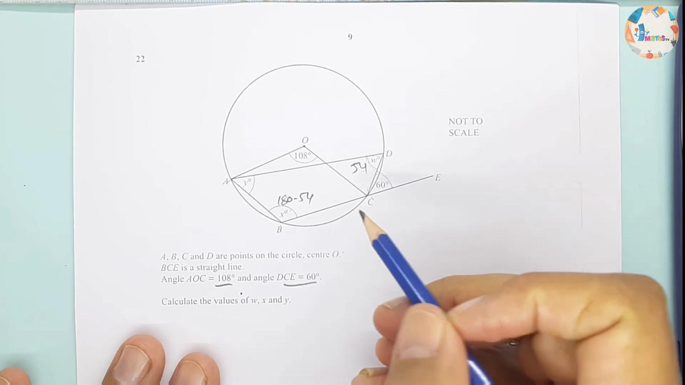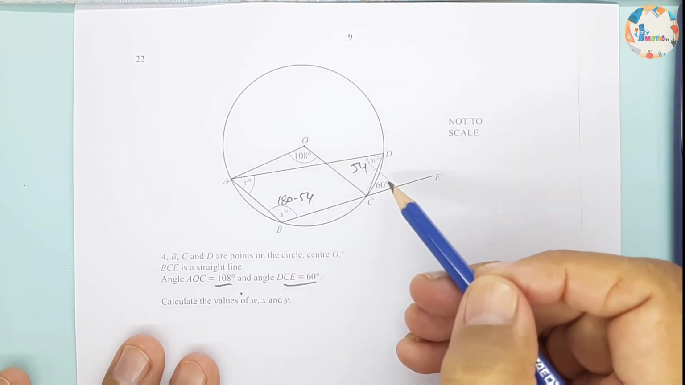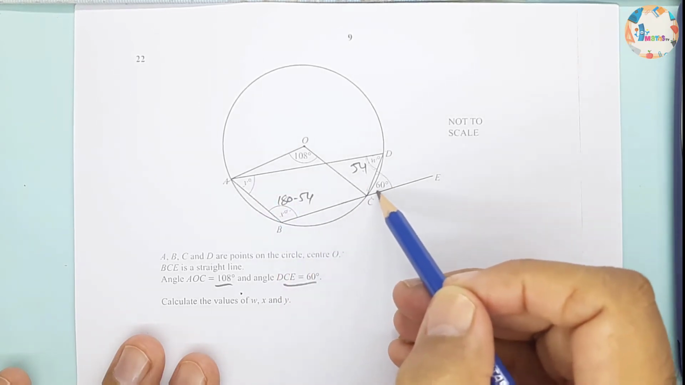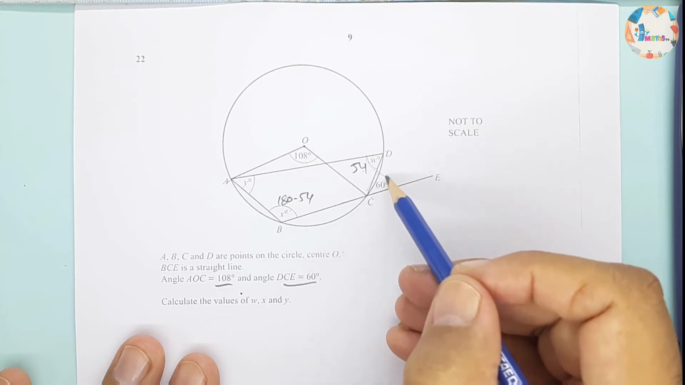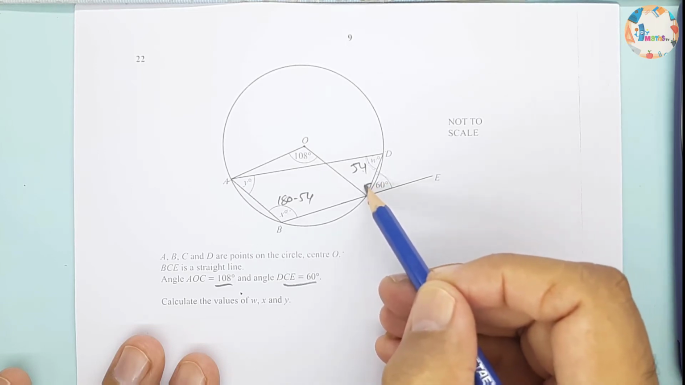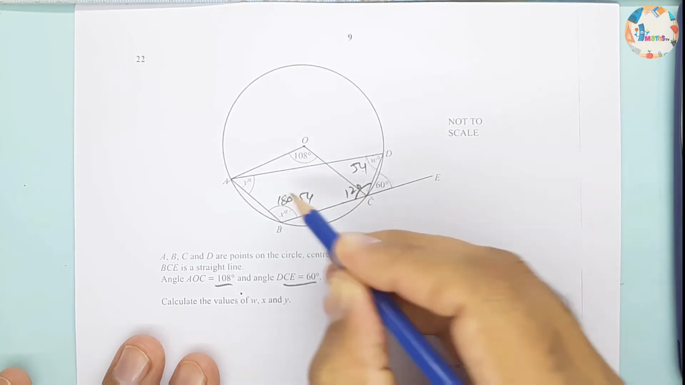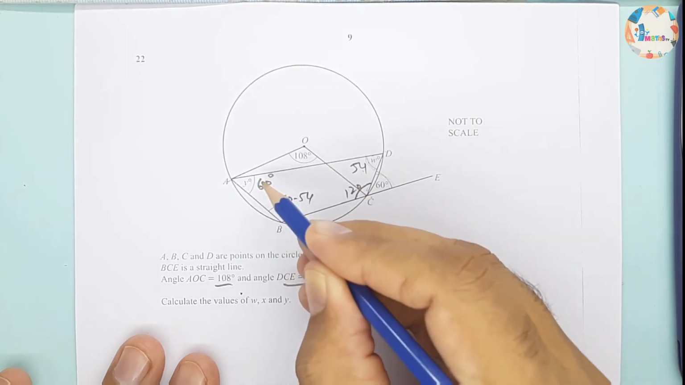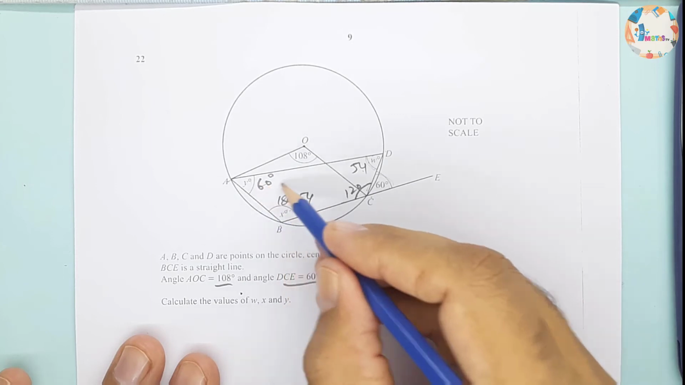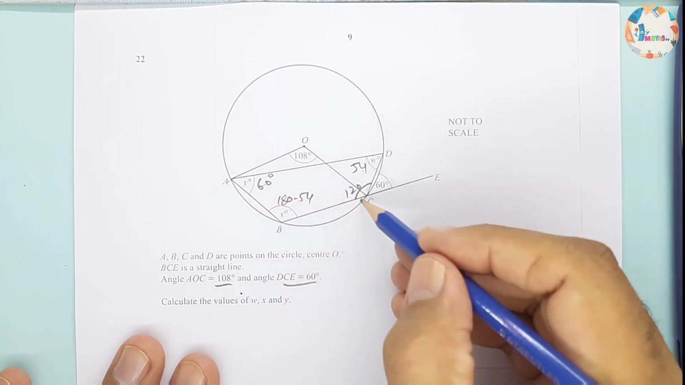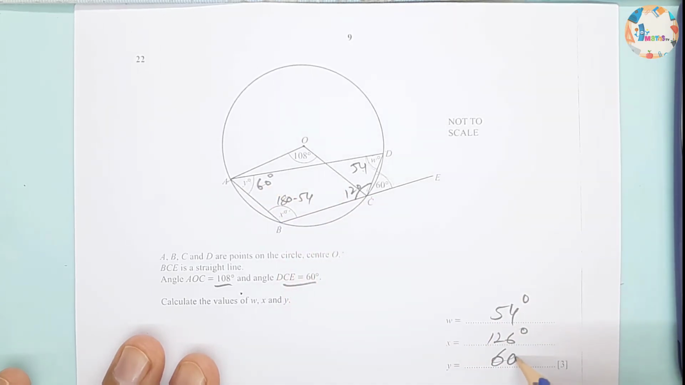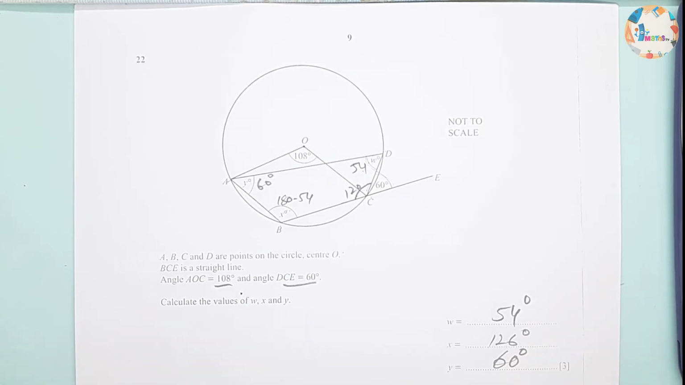Now remaining is y. So this is 180. So this is 160. This angle will be 120. So if this angle is 120, opposite angle will be 60, because in a cyclic quadrilateral opposite angles add up to 180. So this will be 60 degrees. Hopefully you got this as well.